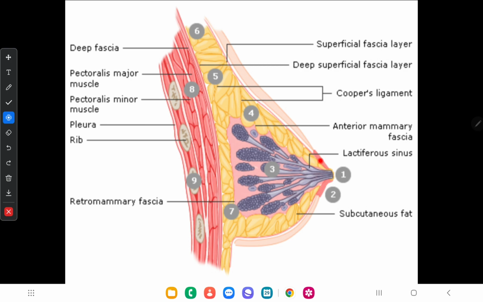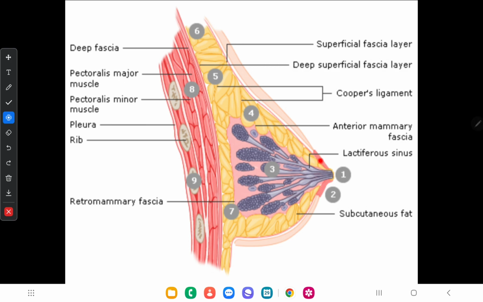Those Montgomery glands are modified sebaceous glands. But the female breast itself, we call it a modified sweat gland. The breast is a modified sweat gland, while those Montgomery glands in the areola are called modified sebaceous glands. Sometimes those sebaceous glands can form cysts, and sometimes they can be infected.